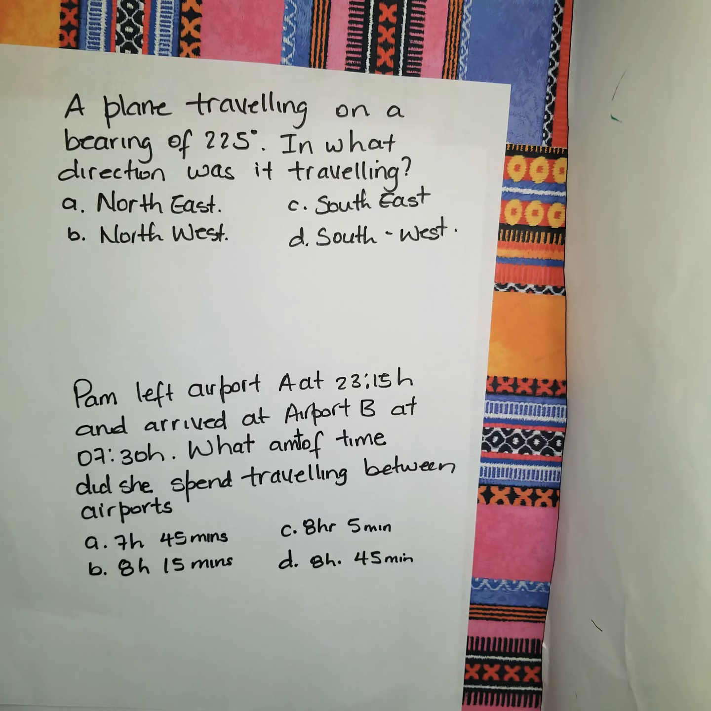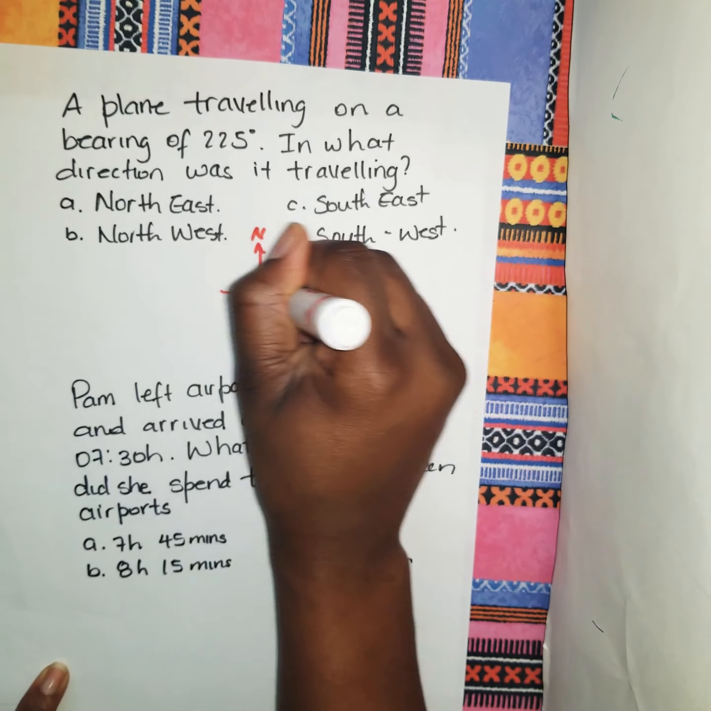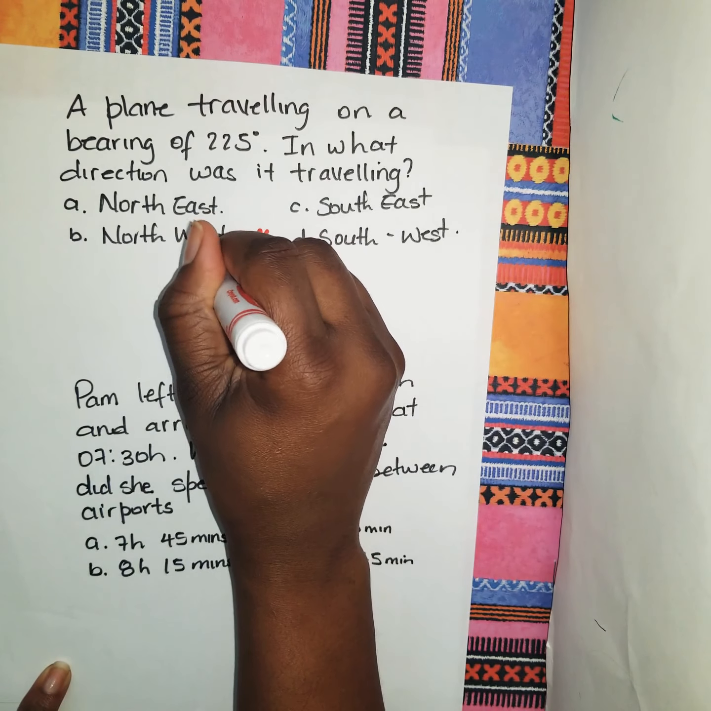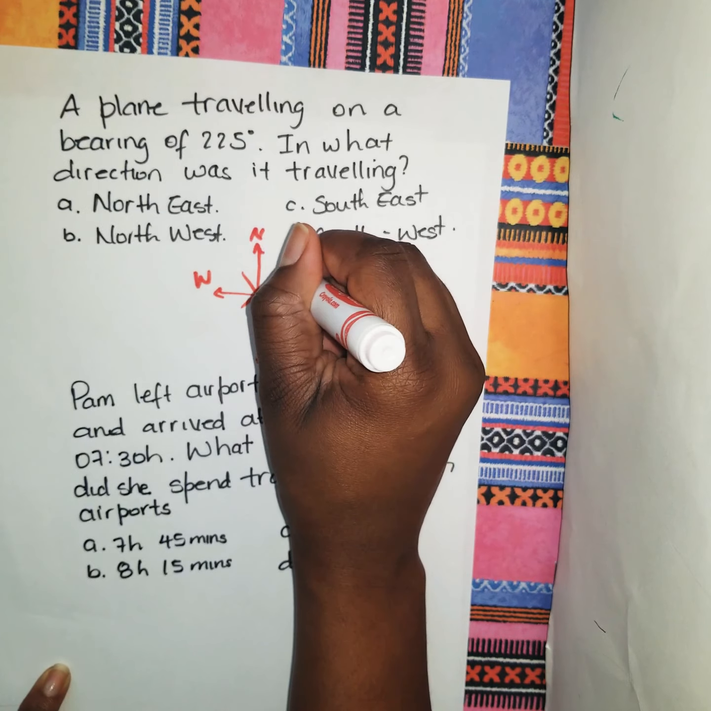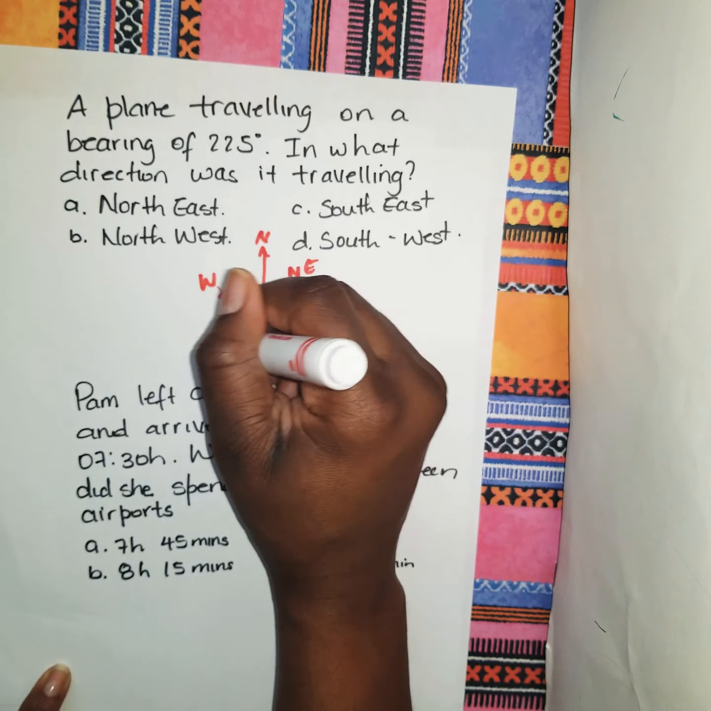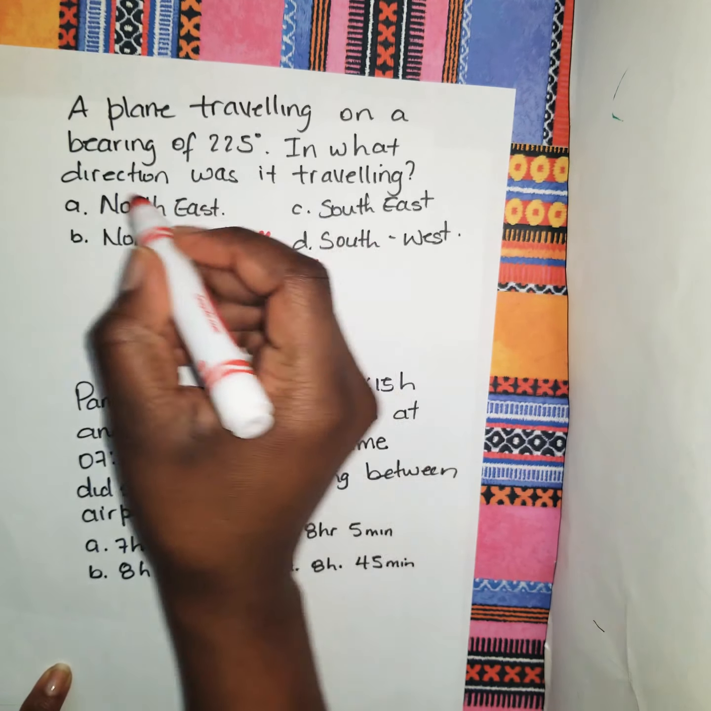A plane traveling on a bearing of 225 degrees, in what direction was it traveling? Alright, so we have to know the cardinal points and how to name them, as well as the angle that is formed between them. We know for the horizontal line we spell the word WE. Some persons always have that mixed up, so we spell WE. So between north and east we have northeast, between south and east, southeast, south and west, southwest, north and west, northwest.